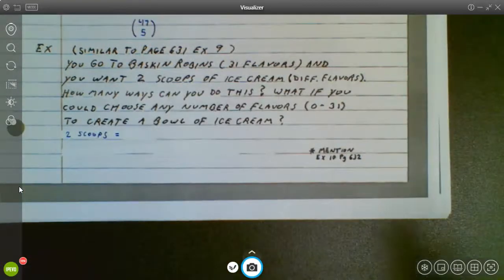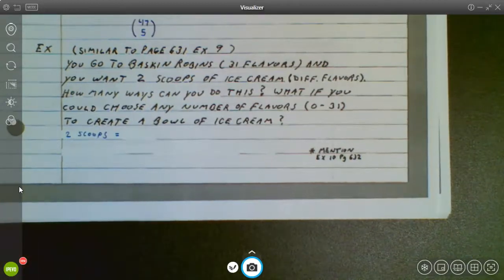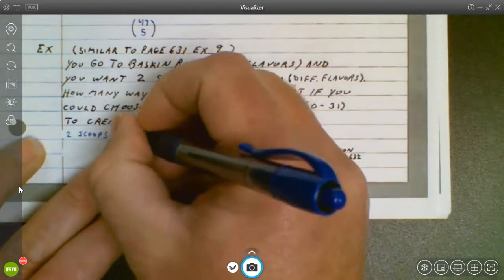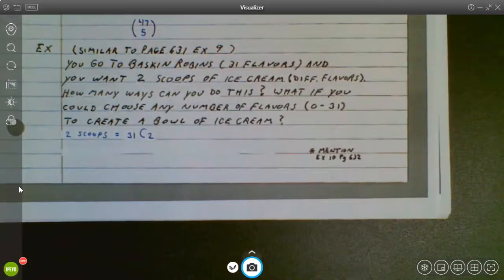How many ways could we do that? Well, let's just say you want a vanilla and chocolate. Nobody orders those two, but let's just say that's what you wanted. Would it matter if they put vanilla then chocolate or chocolate then vanilla? Would you have a different bowl of ice cream? You would not, right? So it is a group of two. The order doesn't matter. It's the same bowl of ice cream. So I got 31 flavors to choose from, and I'm going to choose 2 of them. So that's what it would look like if I want exactly 2 scoops.